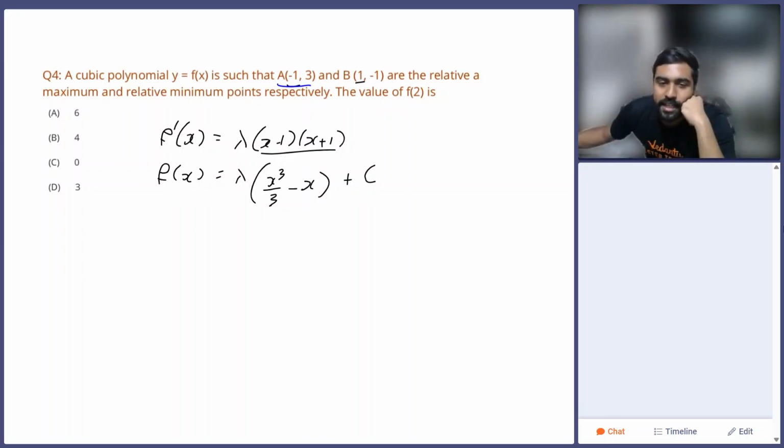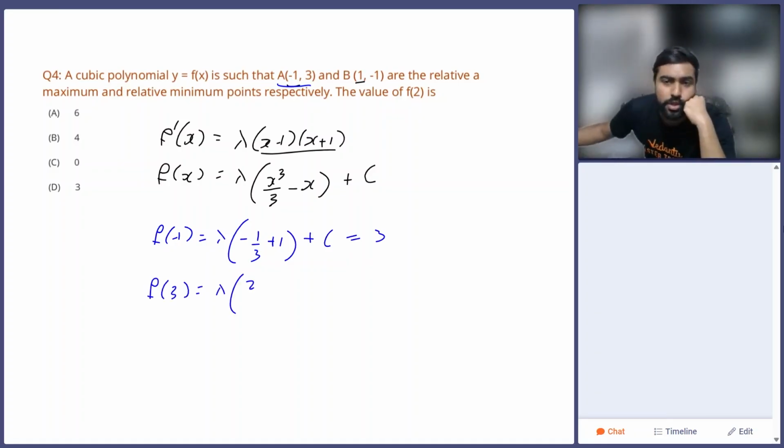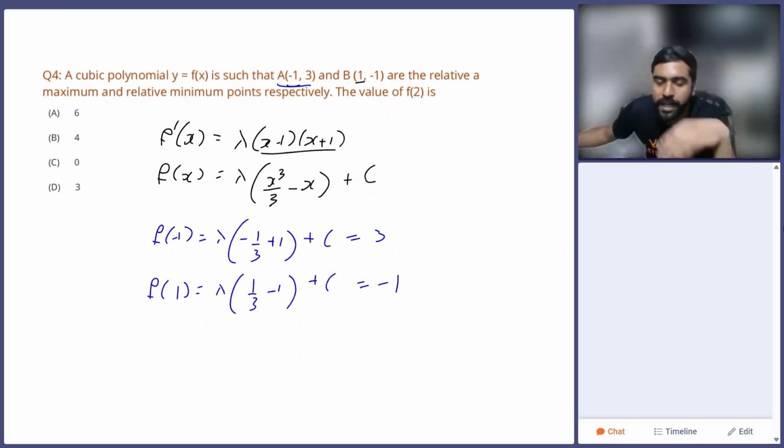So I can say that f of minus 1 will be equal to lambda times minus 1 by 3 plus 1 plus c, this is equal to 3, and f of 1, which is equal to lambda times 1 by 3 minus 1 plus c, is equal to minus 1. Now subtract these two expressions.